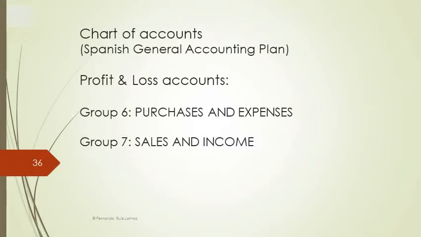As explained in the slide before, here you can check the full definition of Group 6 and 7 in the Spanish General Accounting Plan. Accounts whose first digit is number 6 are purchases and expenses. Accounts whose first digit is number 7 are sales and income.